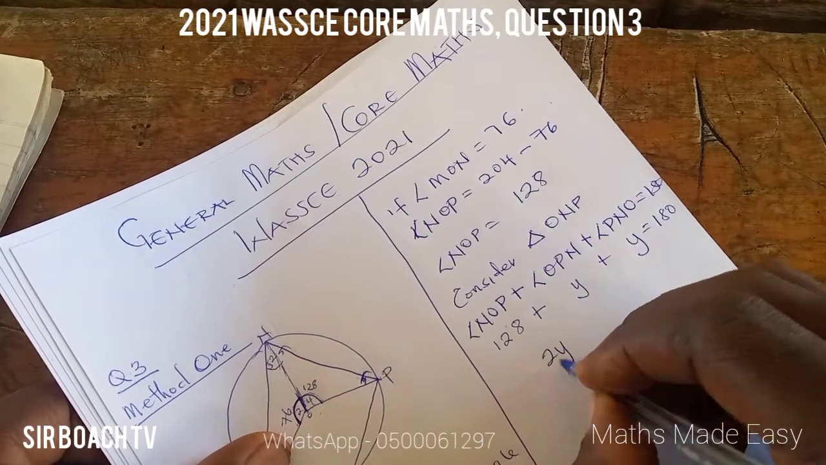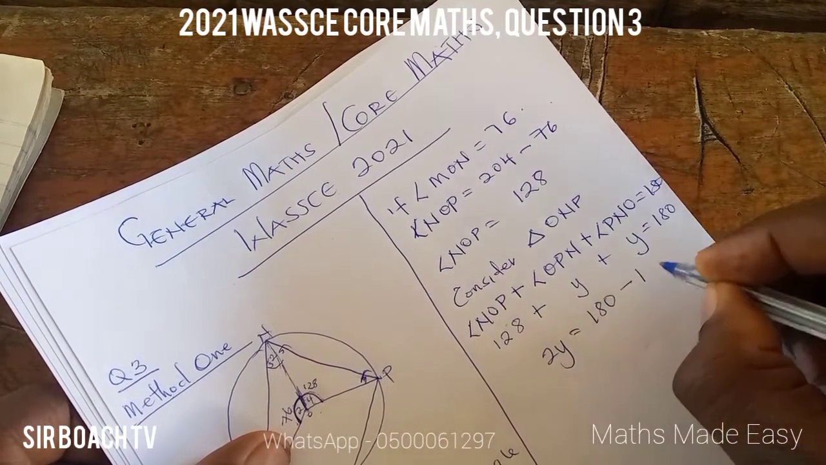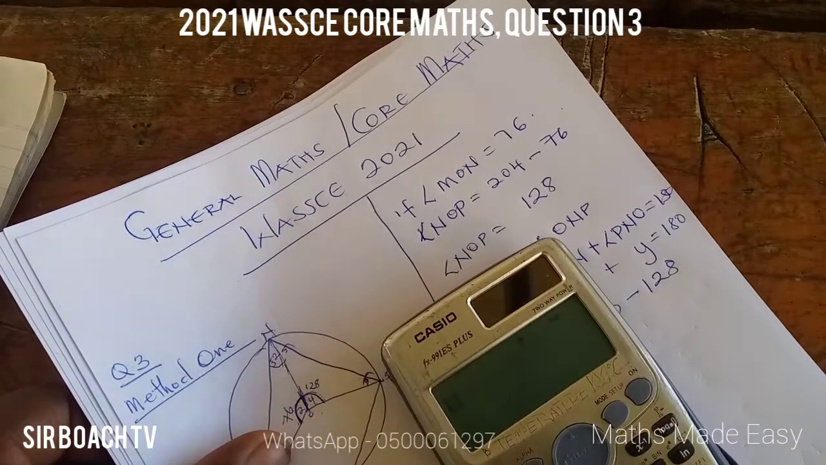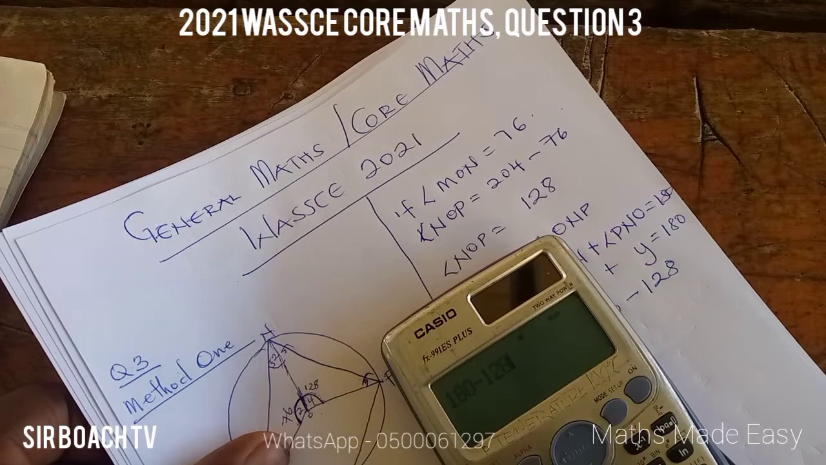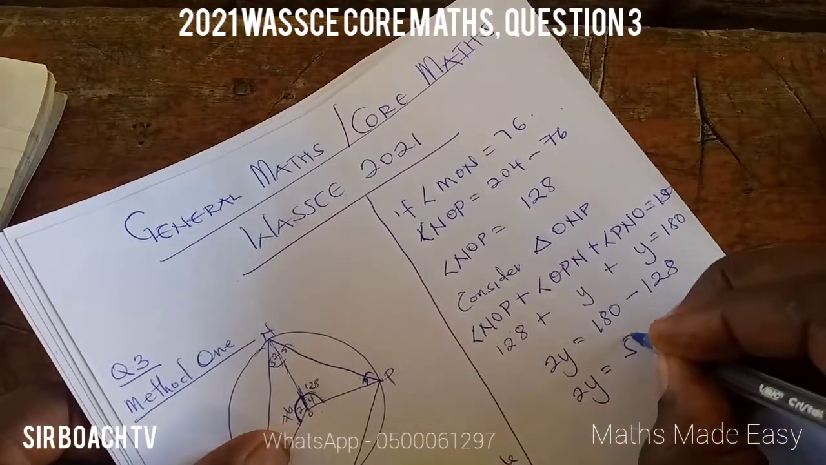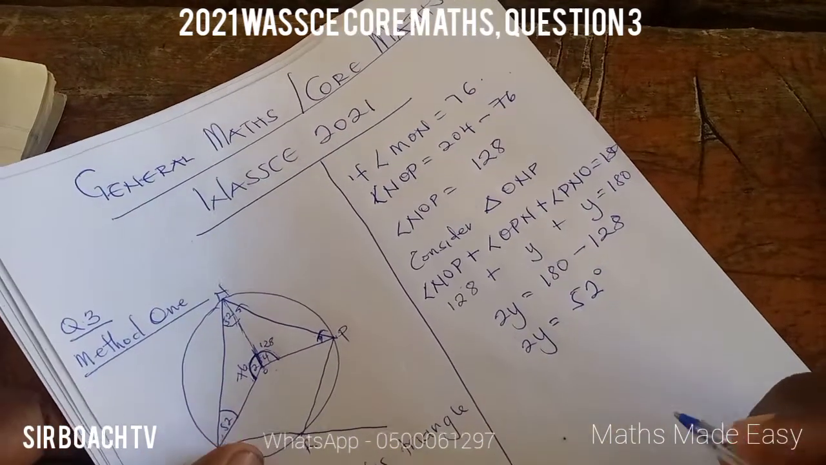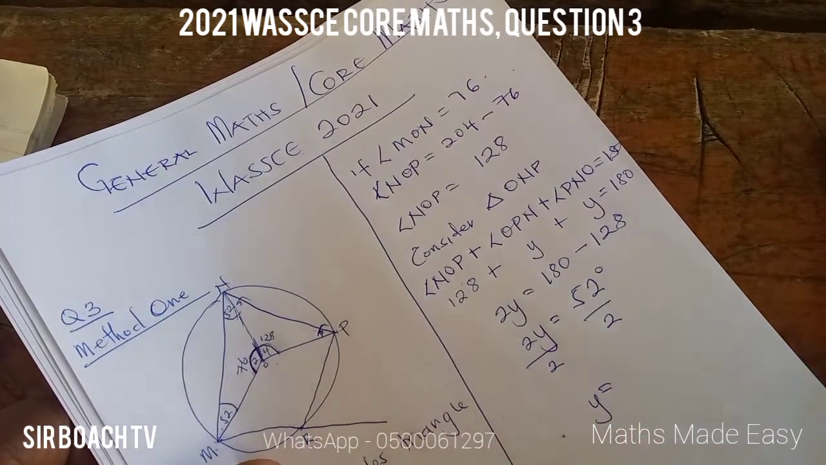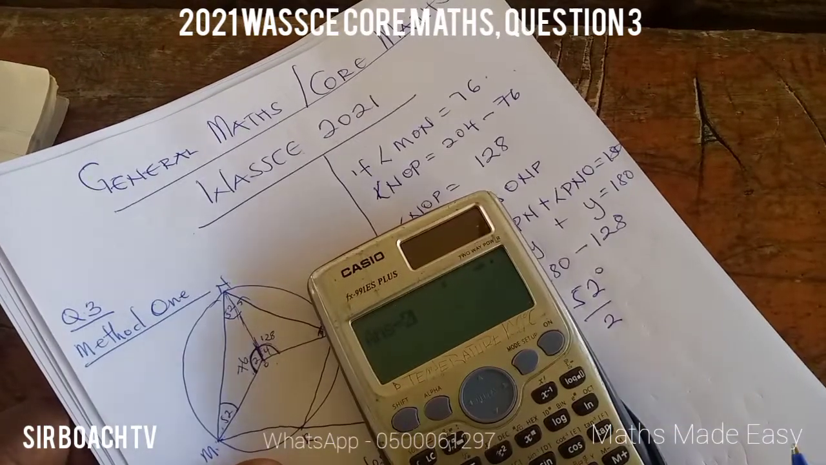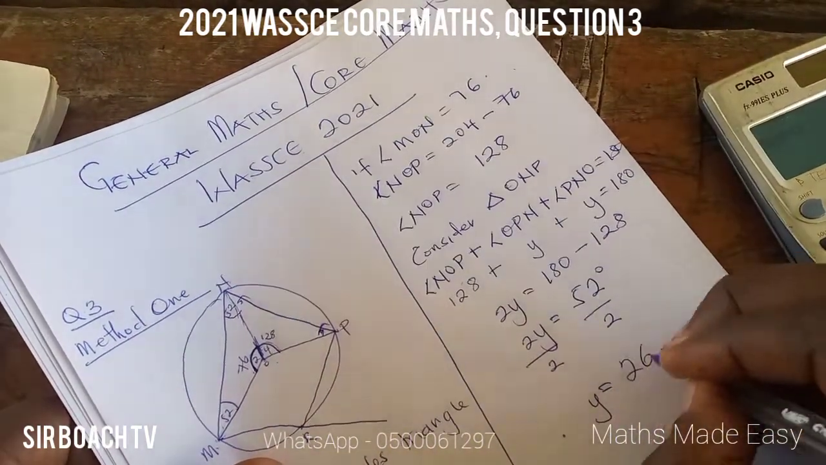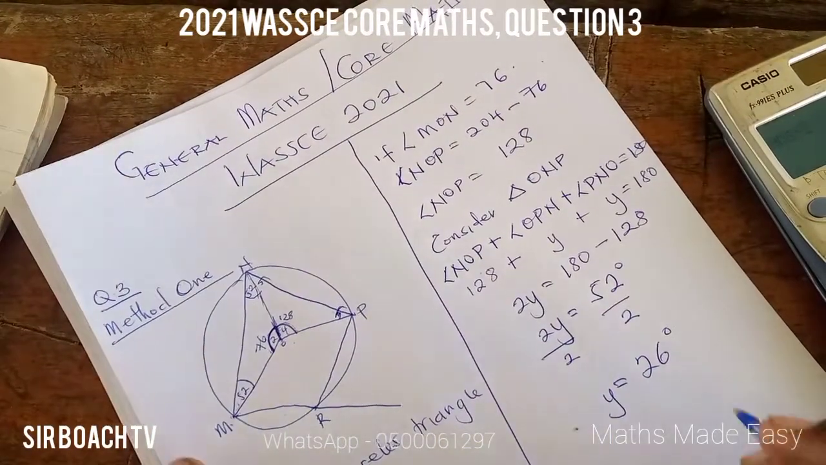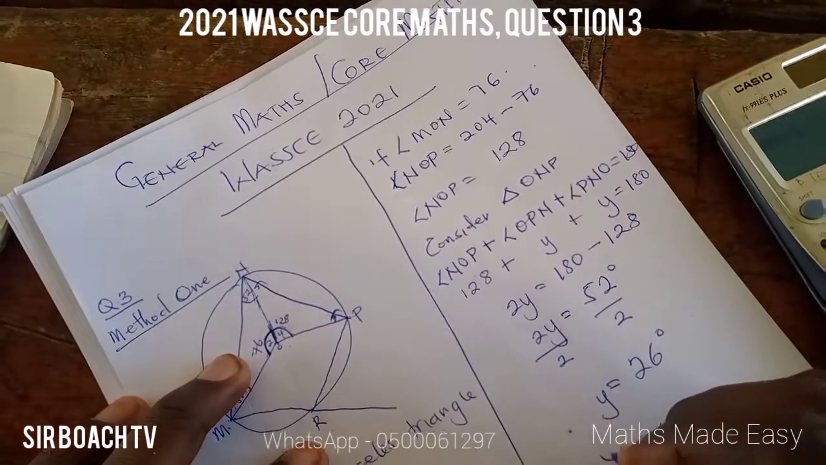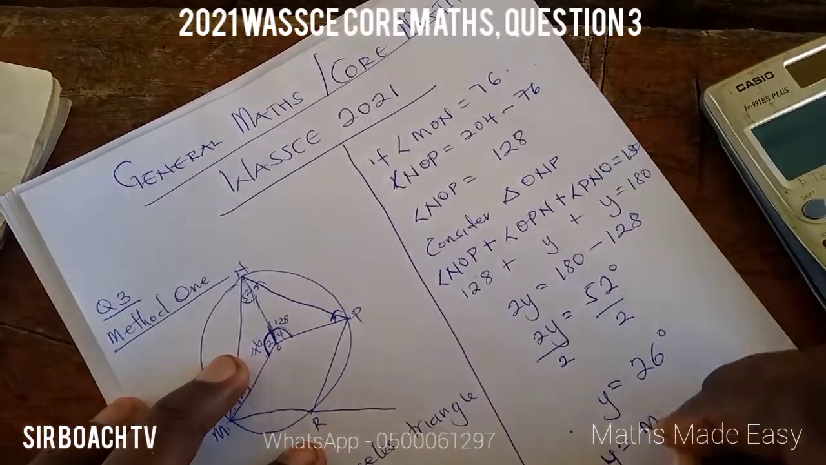So this gives you 2y being equal to 180 minus 128. So 2y will be equal to 180 minus 128, which gives us 52 degrees. We are not done. We are finding y, so we divide here by 2 and divide here by 2. So y is equal to 26 degrees. So it means that this side we used y, but in the question was m. So therefore, y equals m.